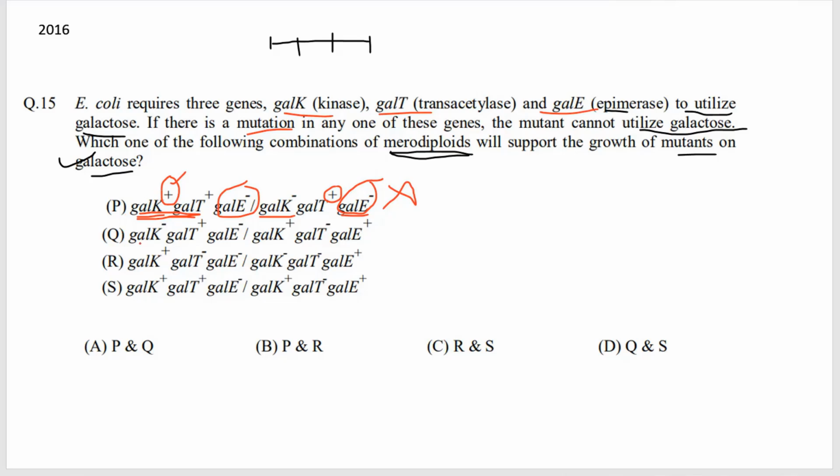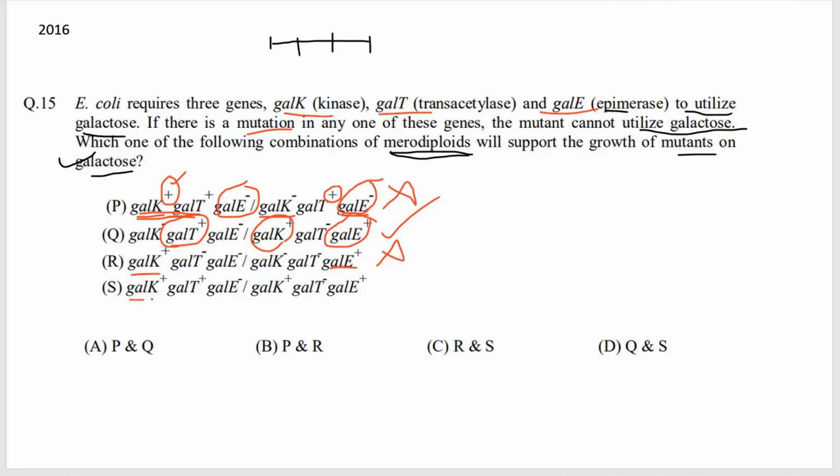Option Q: gal K is not there, gal T is there, gal E is not there. In the other copy, gal K is there, T is not there, and gal E is there. Since in this entire combination all three genes are present, it will be able to metabolize galactose. Let's see the next option. Gal K is there, T and E are not there. Here K and T are not there, E is there. So K positive, E positive, but T is not positive, so it will not be able to metabolize galactose.